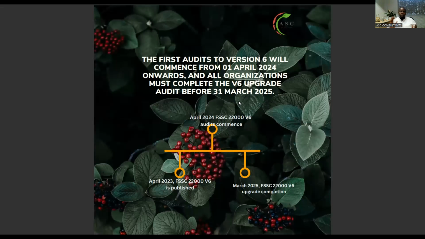All right, so the audits of version 6 will only commence from the 1st April 2024 onwards, and it is expected that all organizations must complete their upgrade to version 6 before the 31st of March 2025. So everyone should have version 6 as from April 2025. So next year, it will be a transition period.